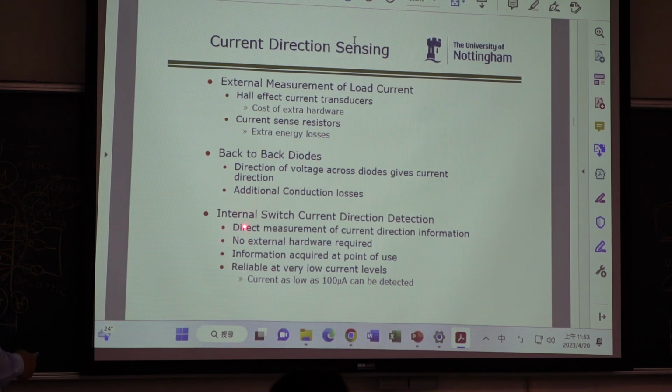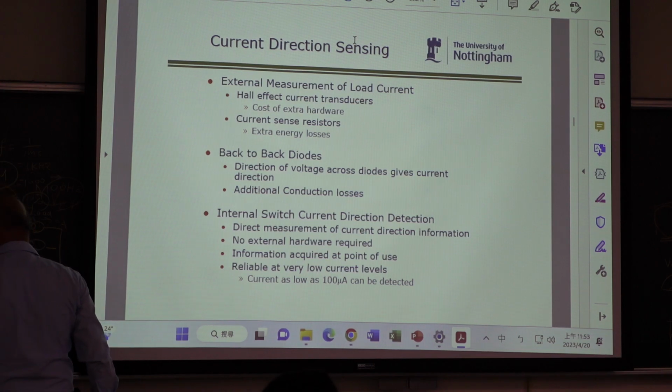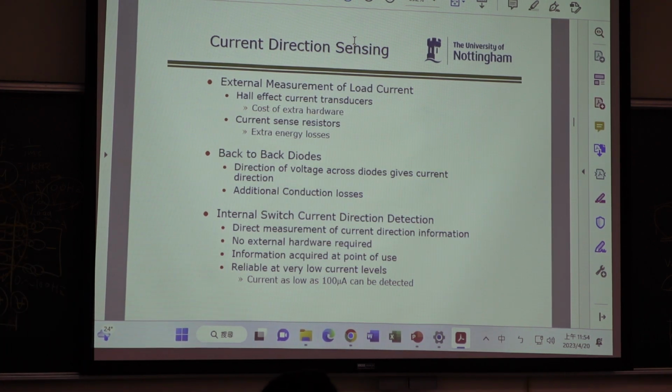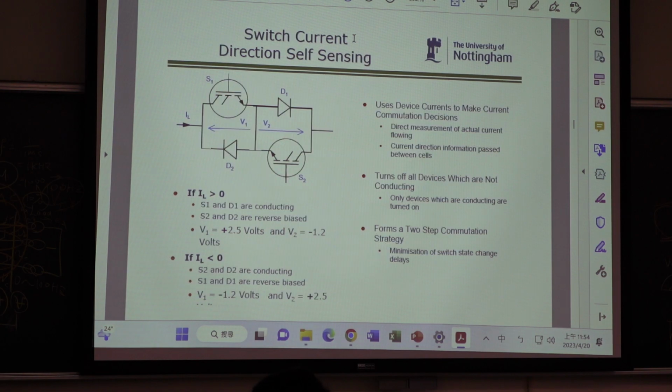We also can use internal switch current detection. We can use some IC to detect the current. So now we can see some companies develop some patents. Here, they want to detect the output current. How can they detect? If this is positive, then they go this way. So how about V1? And how about V2?